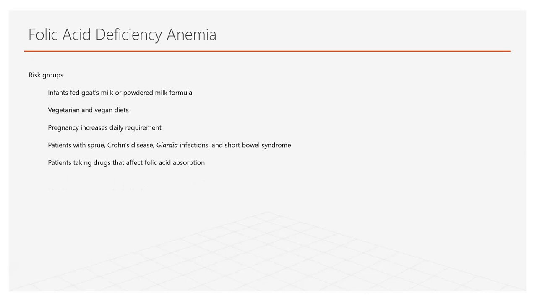Folic acid deficiency risk groups include infants fed goat's milk or powdered milk formula, and vegetarian and vegan diets. Pregnancy increases the daily requirement, of course. Also at risk are patients with sprue, Crohn's disease, Giardia infections, and short bowel syndrome, and patients taking drugs that affect folic acid absorption. That would be phenytoin, oral contraceptives, and methotrexate.